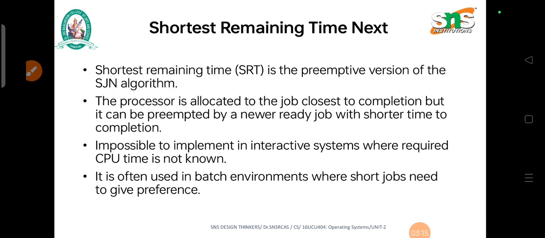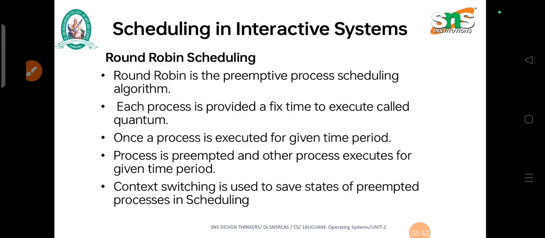Next is shortest remaining time. It is a preemptive version of the SJN algorithm. Each processor is allocated to the job closest to completion, but it can be preempted by a newer ready job with a shorter time to completion. It is impossible to implement in interactive systems where the required CPU time is not known. It is also not often used in batch environments where the shortest jobs need to be given preference.